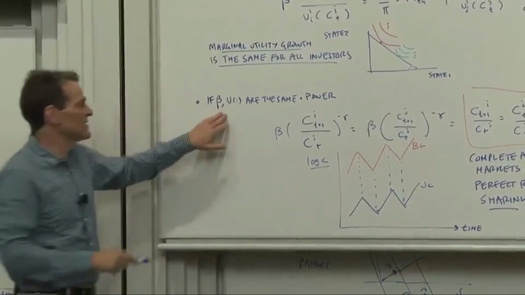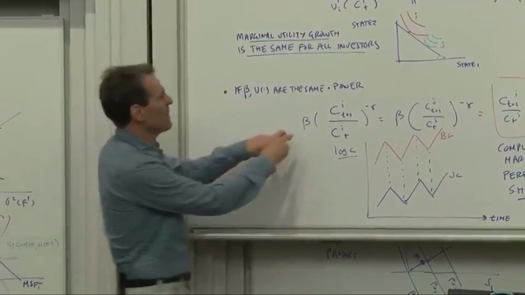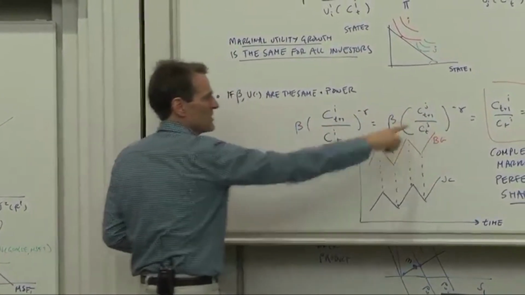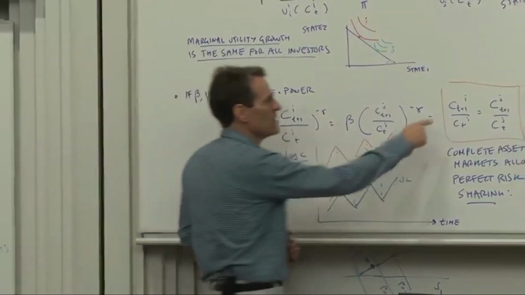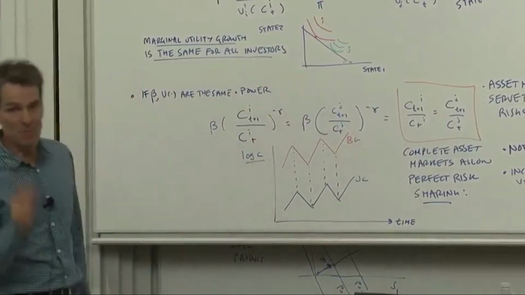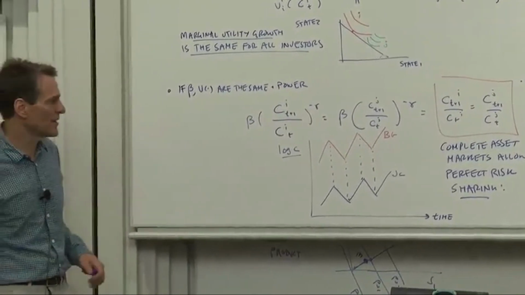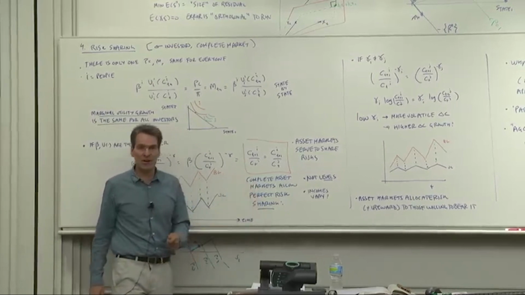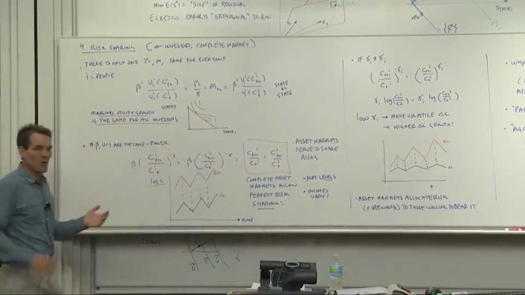Suppose that we all have the same discount factor and the same utility function. What happens then? Well, then the beta is the same for everybody, the gamma is the same for everybody, that marginal utility is the same for everybody because we're facing the same price ratio, and therefore consumption growth is the same for everybody, ex post. Not expected value, ex post consumption growth is the same for everybody. That means that complete markets give us perfect risk sharing. We all go up together or we all go down together. It doesn't mean we're all the same in levels.